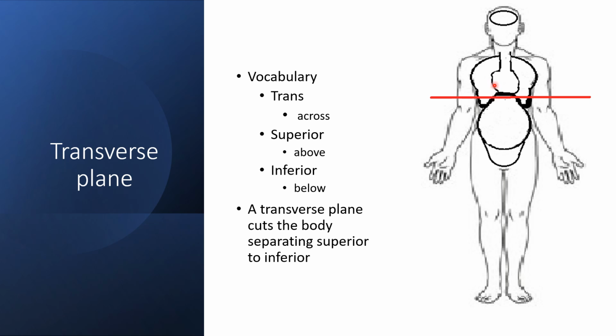For instance, if it's above, it's going to be superior. If it's below, it's going to be inferior. And so we can actually look at superior and inferior. Usually this is mainly for the chest and head. When you get to the arms and legs, there are certain things that are a little different. And so when you hear a transverse cut, it goes across the body.